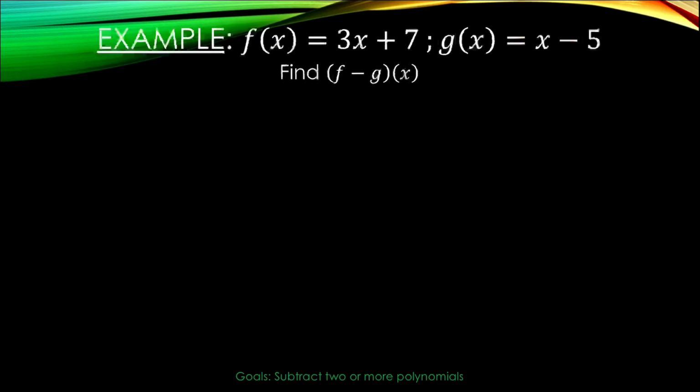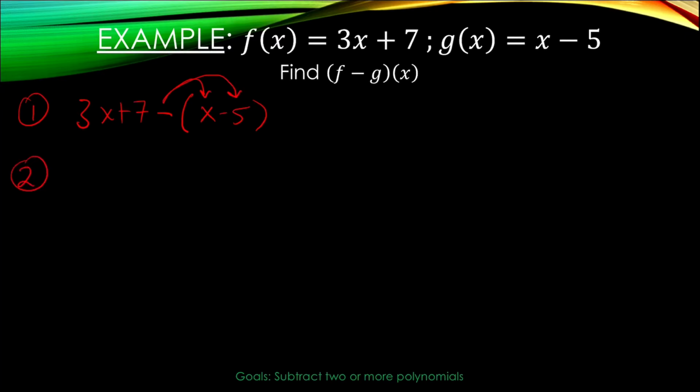So here's my example. Find f minus g of x. I'm going to plug in my f of x term, which is 3x plus 7, minus, and I like to put parentheses when I'm using subtraction for my second term, x minus 5. That way I remember to distribute that negative sign.